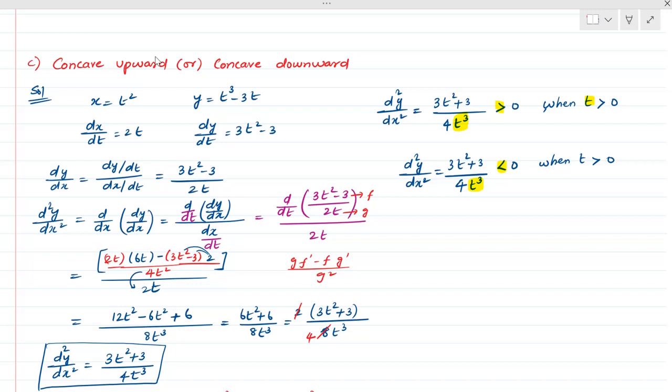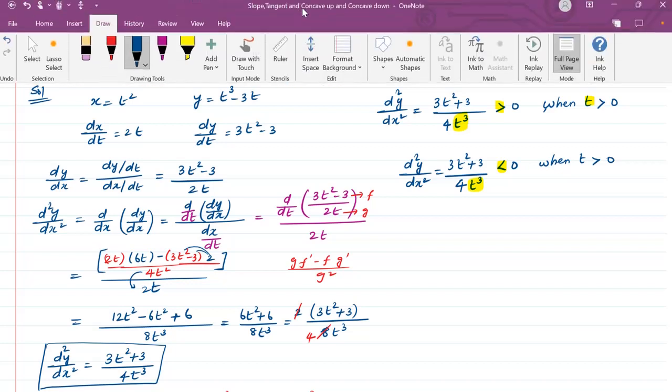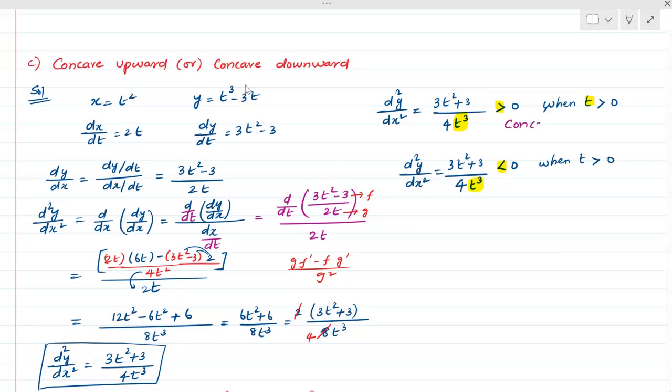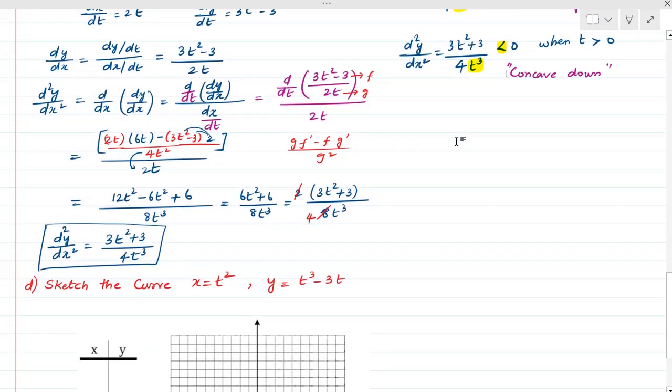So this is concave up and concave down. I write it this way: if it is more than 0, this is concave up. And if it is less than 0, we say concave down. If t is equal to 0, it is not defined because the denominator is t, therefore t is not equal to 0.